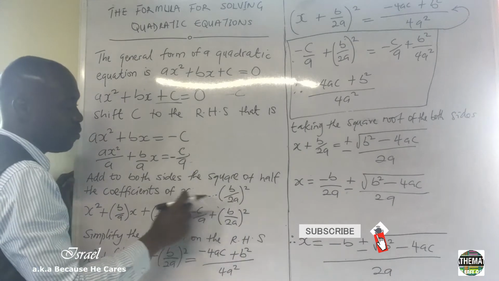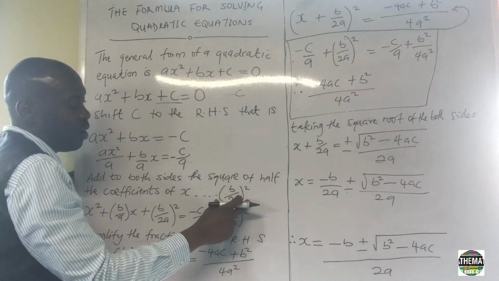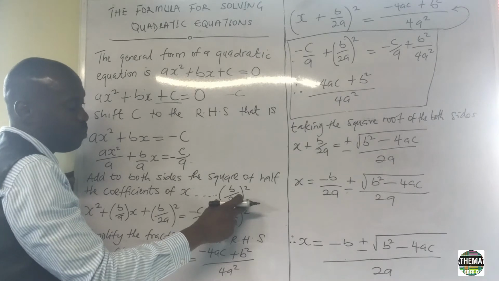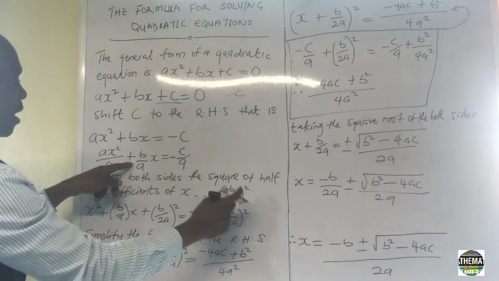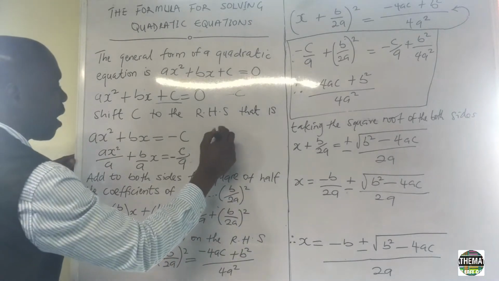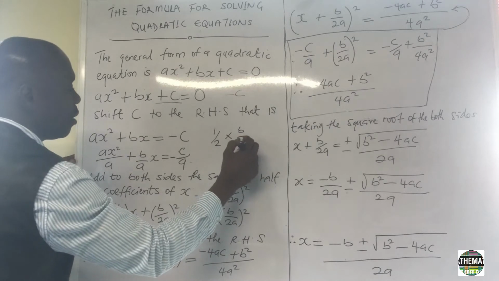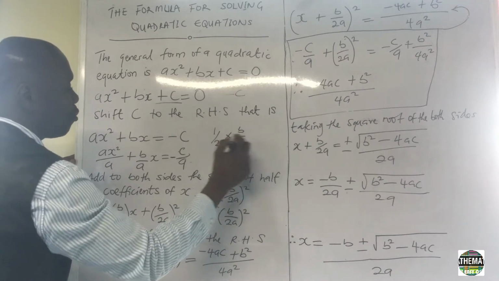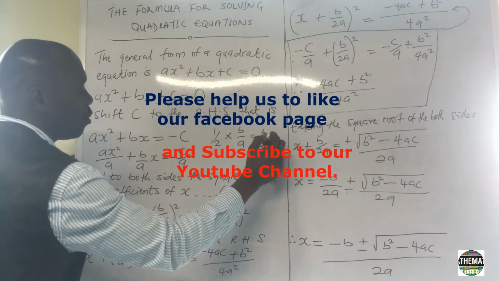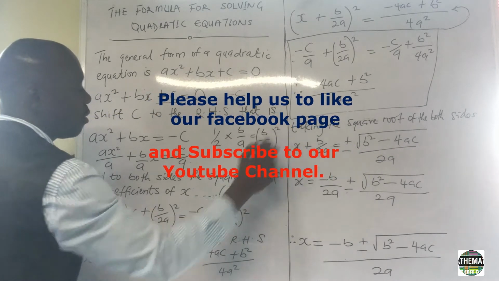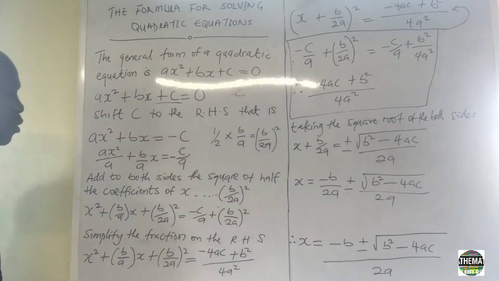So from here now, you see, the square of half, we arrive at b all over 2a. So let me pick this one so that you will see how we enter here. Like here, just say half times b over a. If you multiply, it will give you b, then all over 2a. So we now bracket it to give us the square. So that's why we arrive here. So let's move further.